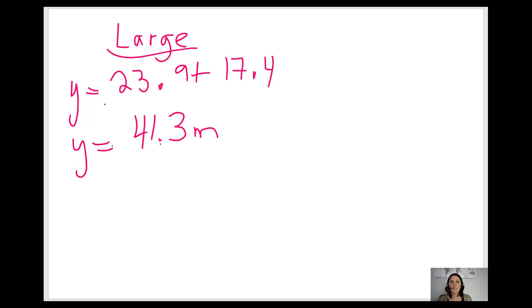Okay, finally, we just need a concluding statement. Therefore, the height of the shorter building is 23.9 meters and the height of the taller building is 41.3 meters. Okay, go ahead and make your concluding statement.